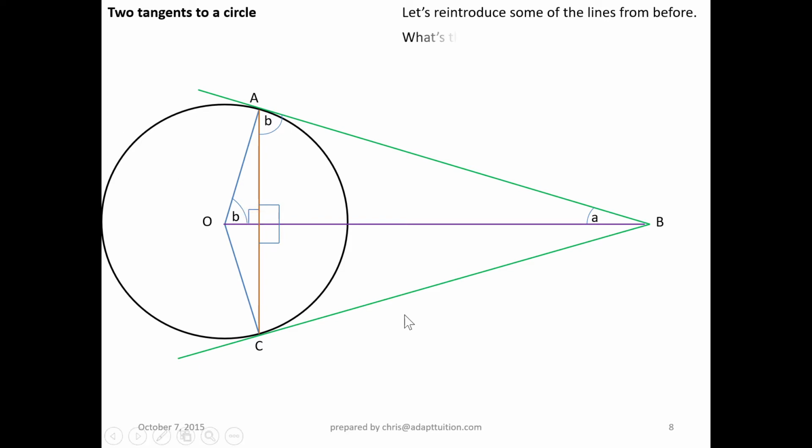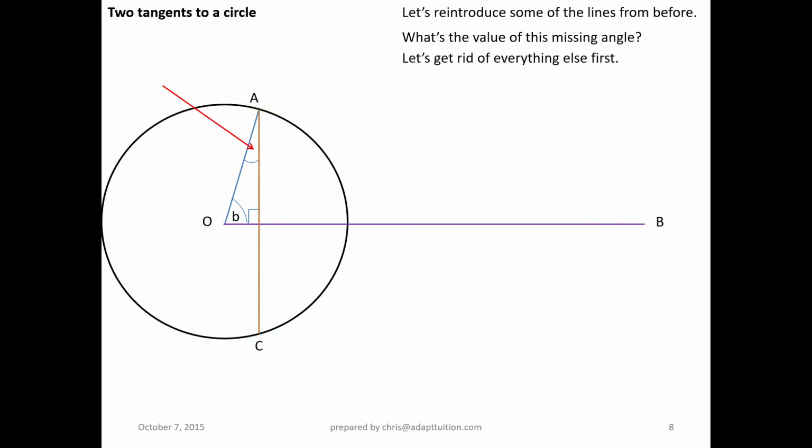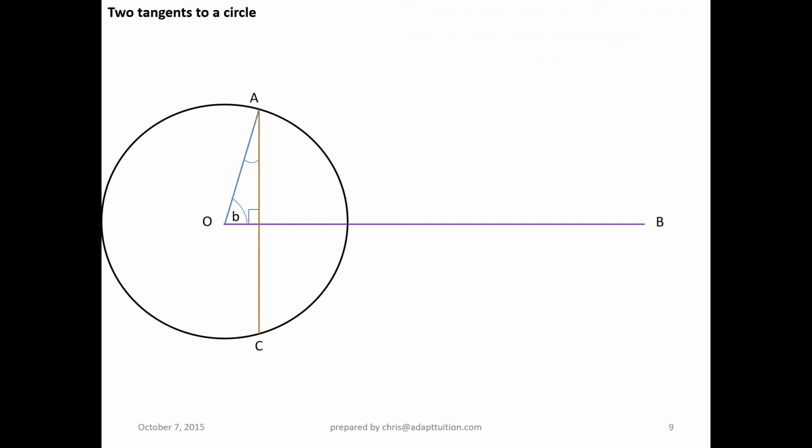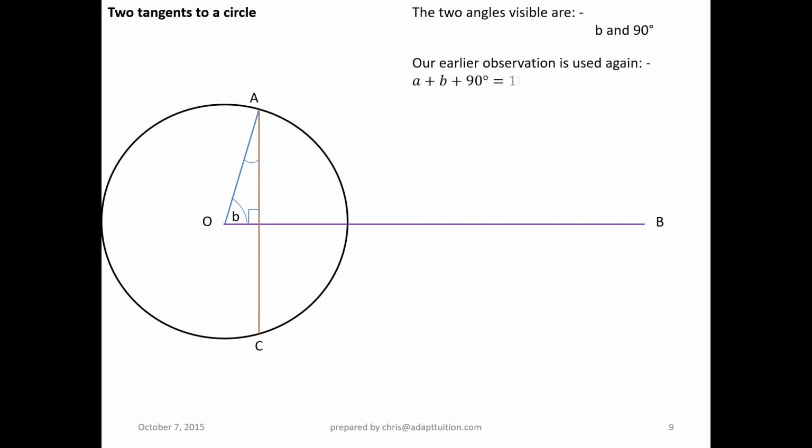Let's disappear some other lines. What's the value of this missing angle at the top there? If we get rid of a lot of the other things first, like I said, if we declutter the diagram, we can focus on the parts we want to see. The two angles visible are B and 90 degrees. Our earlier observation is used again: A plus B plus 90 is 180. So if we have a B and a 90, the third angle must be A. This means the missing angle is equal to A.